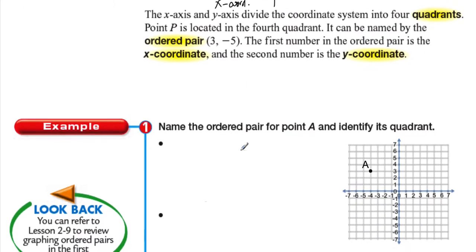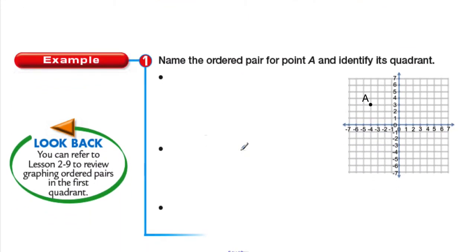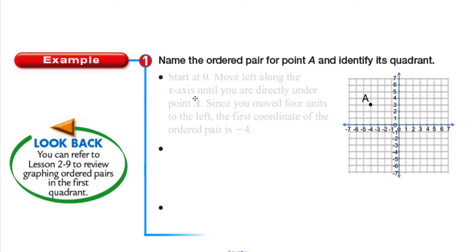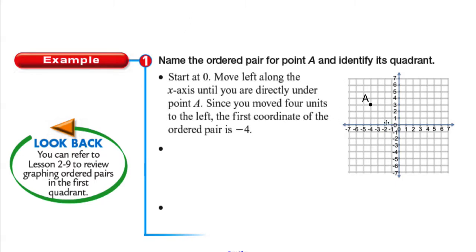Let's take a look at example number 1. Name the ordered pair for point A and identify its quadrant. So first, this is what we need to do. Start at 0, move left along the x-axis until you are directly under point A. So we start at the origin, move left 1, 2, 3, 4 until we are directly under point A.